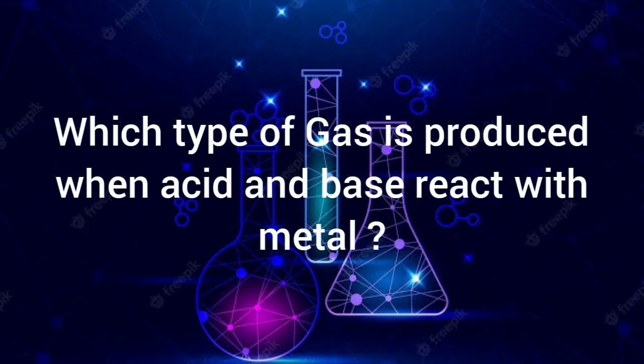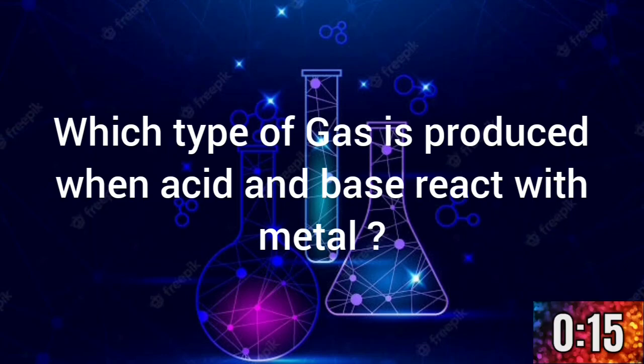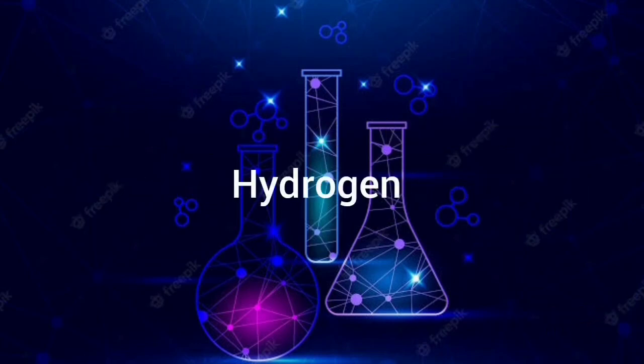Which type of gas is produced when acid and base react with metal? Your time start now. Its correct answer is hydrogen gas. Moving to the next question.